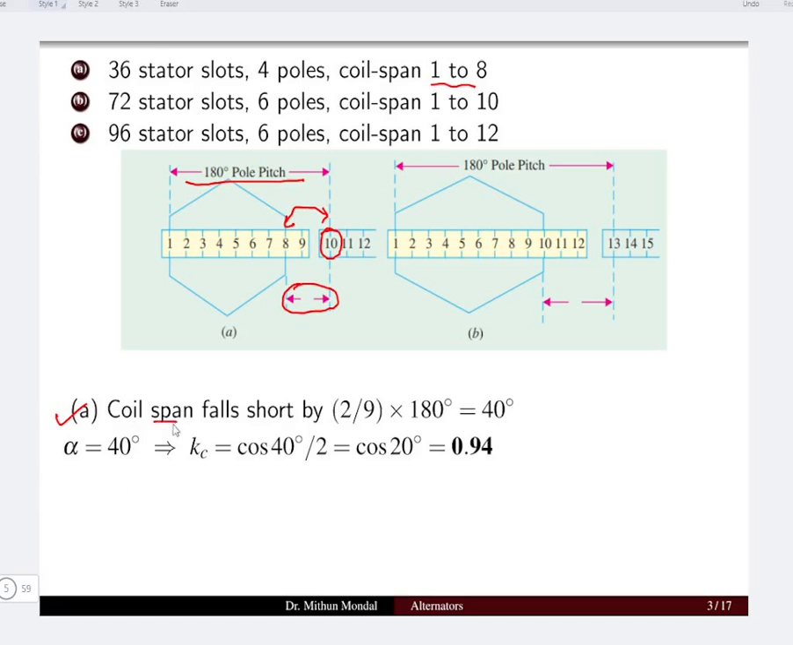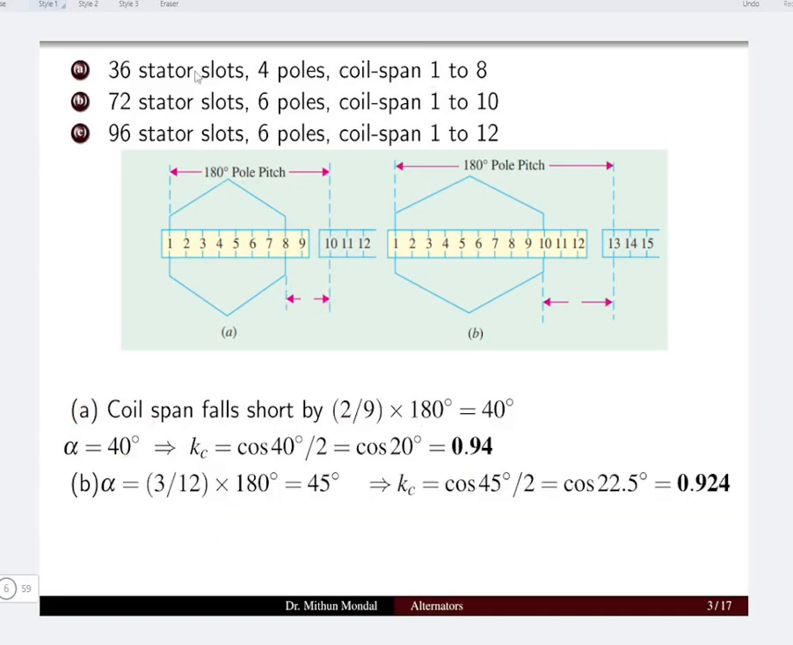So the coil span will fall short by 2 slots, and the total number of slots here is 9, so 2 by 9 into 180 degree, which results in 40 degree. It means for alpha 40 degree, we know the formula for the pitch factor or the coil span factor: Kc is equal to cos of alpha by 2, which we have studied in the lecture class. So here we can determine the value of Kc. Kc equals cos of alpha by 2, which gives us 0.94.